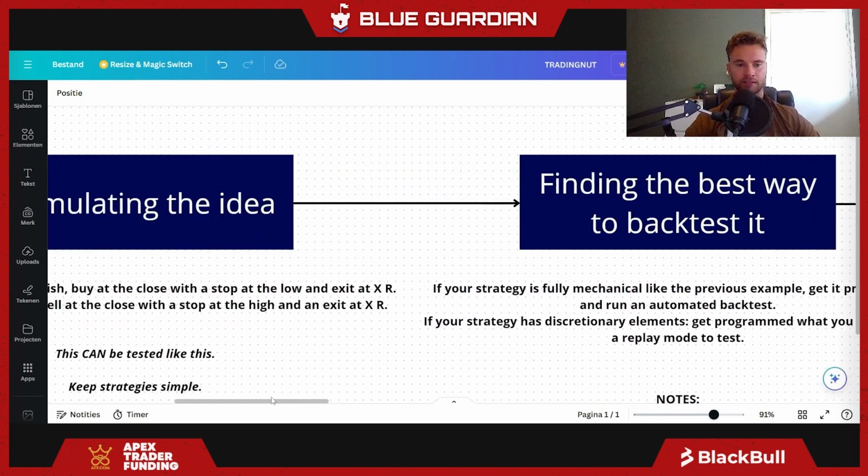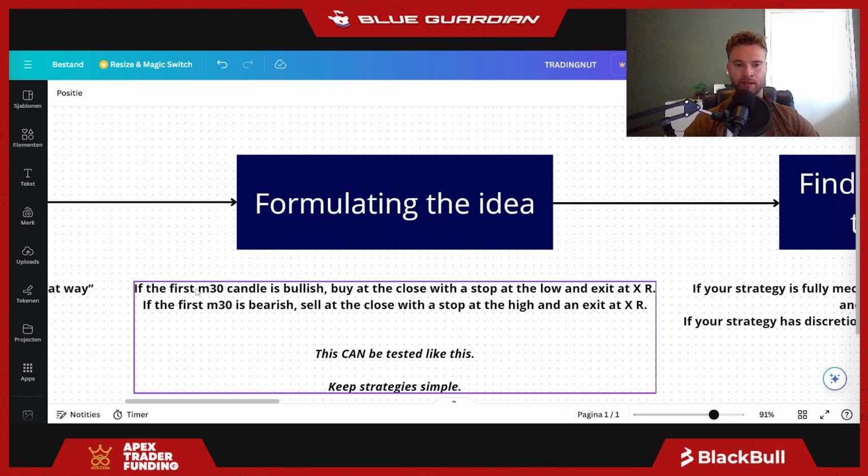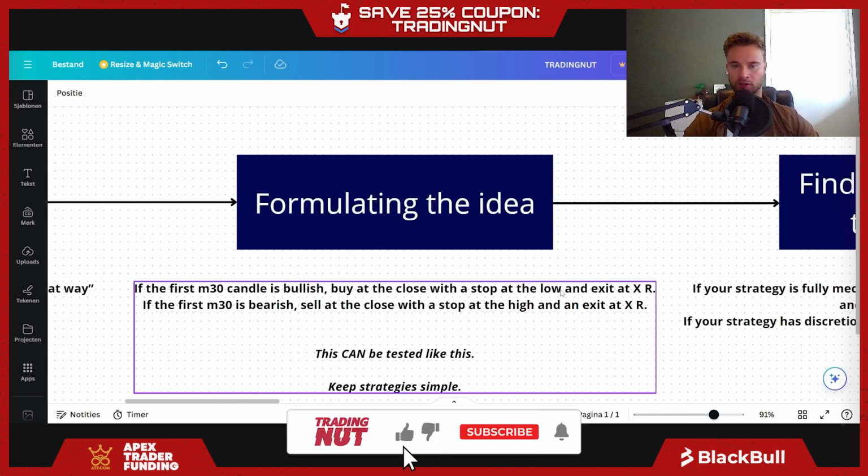Let's go back to the strategy I wrote down: if the first 30-minute candle is bullish, buy at the close with a stop at the low and exit at XR.